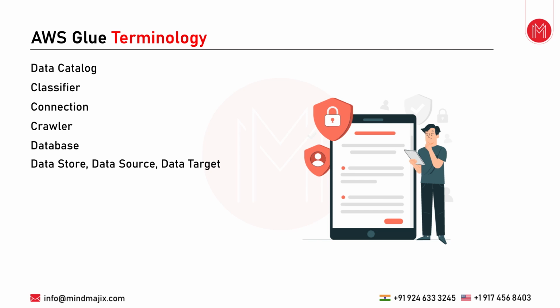A data store is a repository for persistently storing your data. If you take an example here, this can include Amazon S3 buckets and relational databases. A data source is a data store that is used as input to process or transform. And what is a data target? A data target is a data store that a process or a transform writes to. The next point here is the development endpoint.